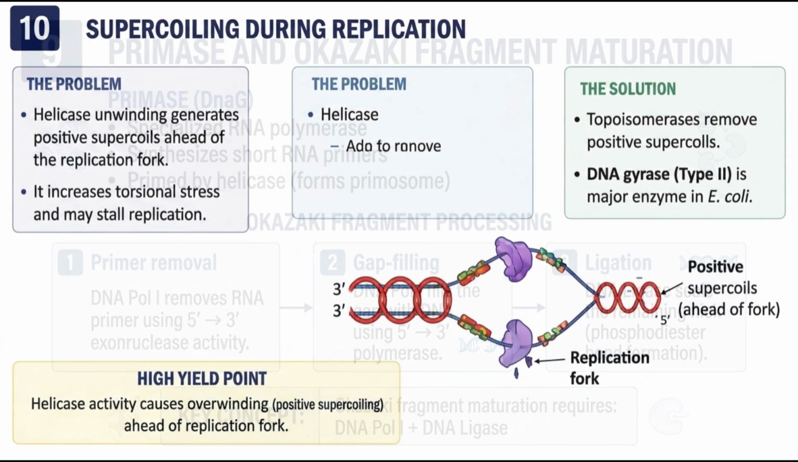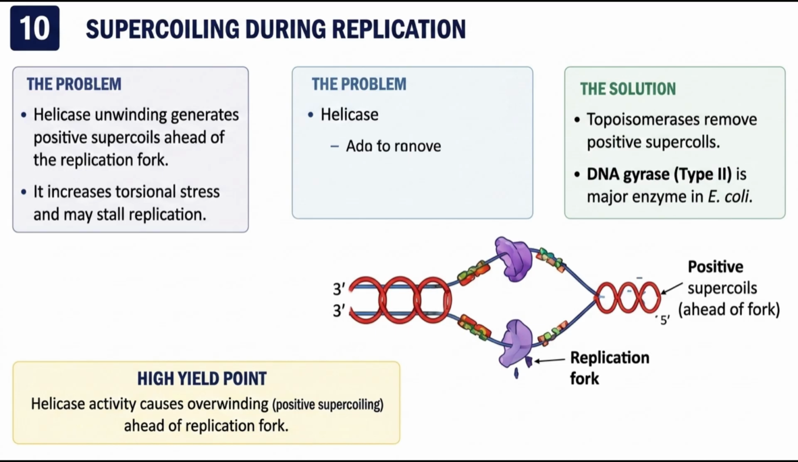Supercoiling during replication. As helicase unwinds DNA at the replication fork, torsional strain develops ahead of the fork. This generates positive supercoils, or overwinding of DNA. If these supercoils are not removed, replication fork progression can stop completely. Therefore, cells require enzymes called topoisomerases to relieve torsional stress.